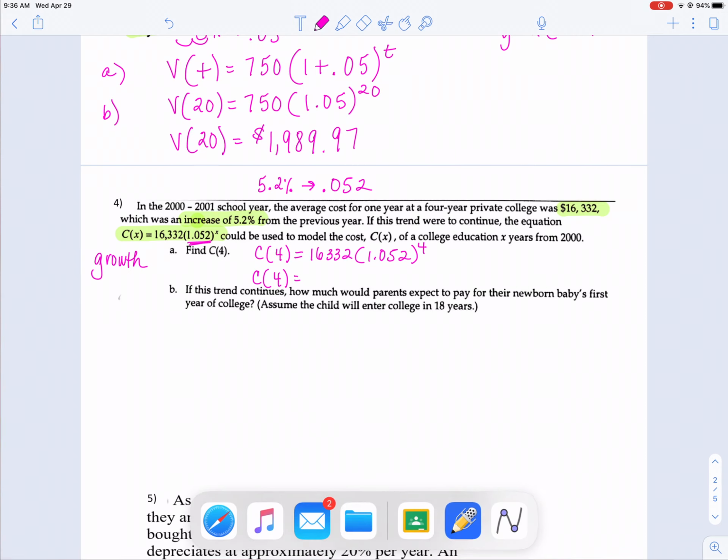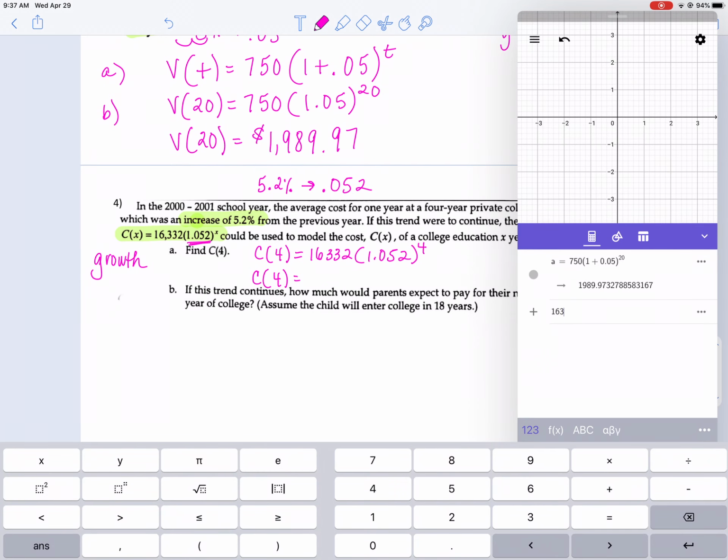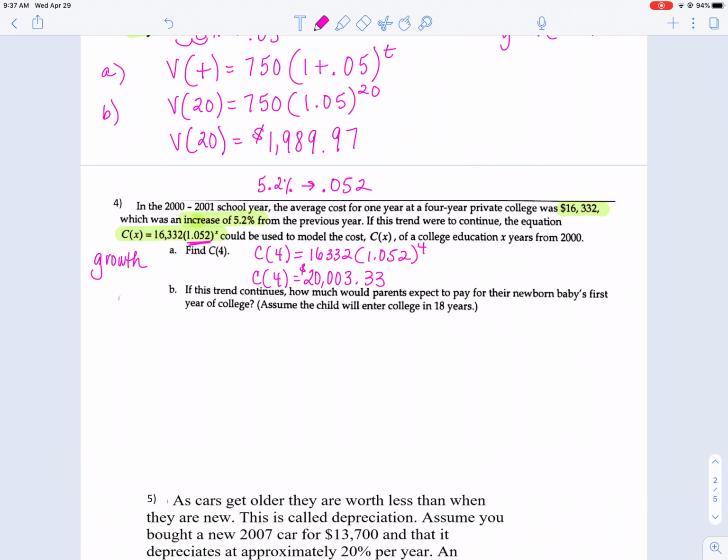Okay, so again, I'm going to go back into my GeoGebra. There's going to be a lot of GeoGebra. And you're going to do 16,332, parenthesis, 1.052, and raise it to the 4th. Okay, and there's your number. Remember, you're going to round it to the nearest... Does it say? No. So if it doesn't say money, you're going to do to the nearest cent. So looks like $20,003.33.